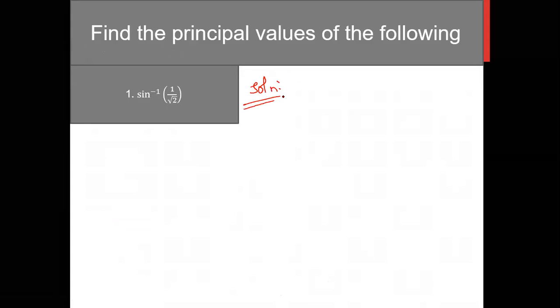Solution. Let y be equal to sine inverse of 1 by root 2. First, take the given question as y. Then what you have to do? I need the value of y, the angle. So I'll apply sine on both the sides.